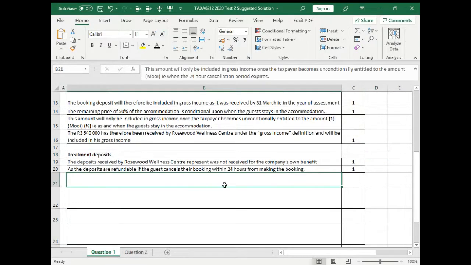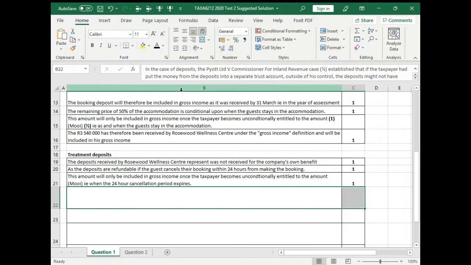So that's what you then write. You say the amount will only be included in gross income once the taxpayer becomes unconditionally entitled to the amount, and you talk about the Moy court case again. So this is when the 24-hour cancellation period expires.